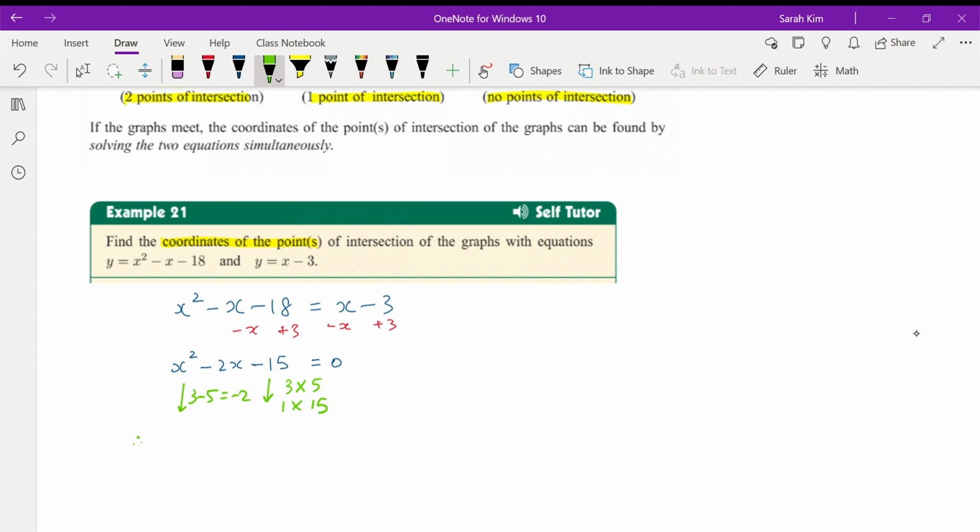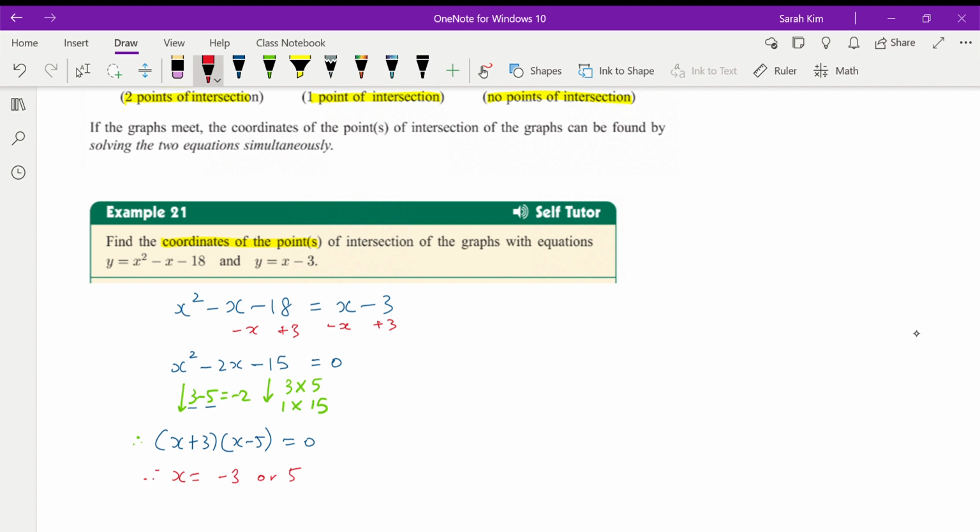So therefore, my brackets would be x plus 3, x minus 5 equals 0. So therefore, my answer is x equals minus 3 or 5. These are the x coordinates of my points of intersection.